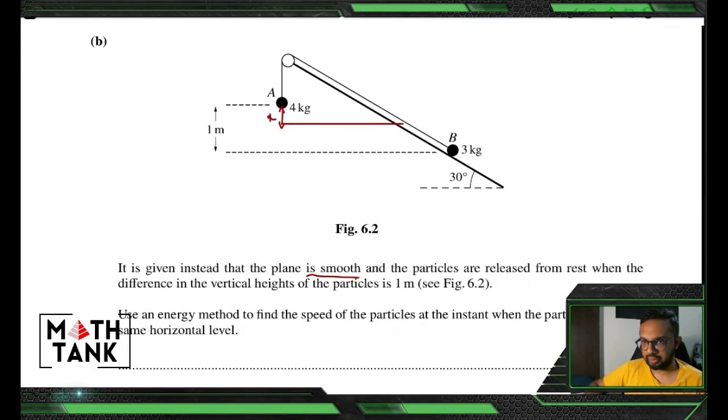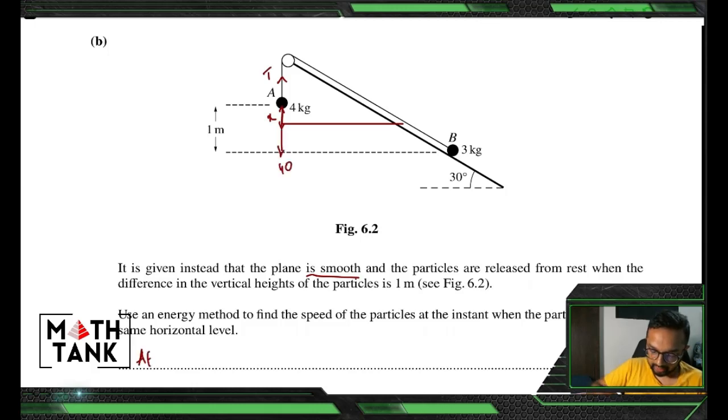I cannot just simply do it with laws of motion, and it would be challenging with laws of motion as well. So I am going to use an energy method, which means you have to use the work energy equations. So I'm going to start resolving the forces again. There's T and there's 40.